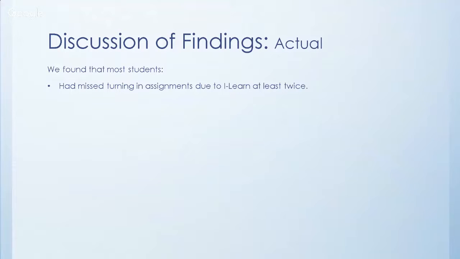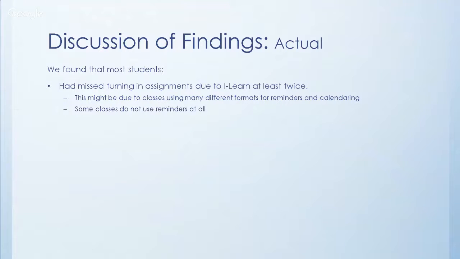Most had missed an assignment due to iLearn at least twice. This one might be due to the classes having different formats for reminders and calendaring. Some classes didn't use any reminders at all. Some classes had multiple reminders for each assignment, so which one do you know to use? And of course, all this makes it very confusing for the students.